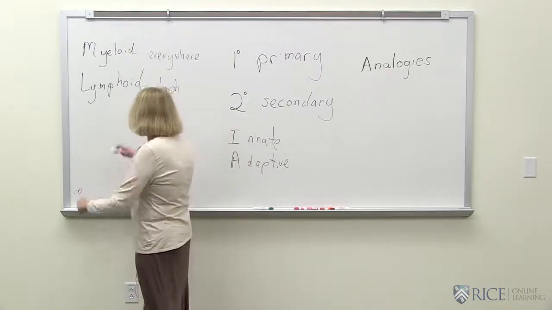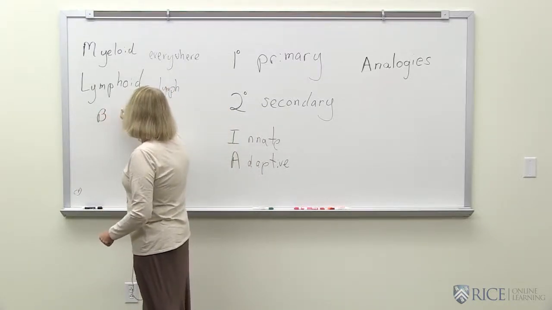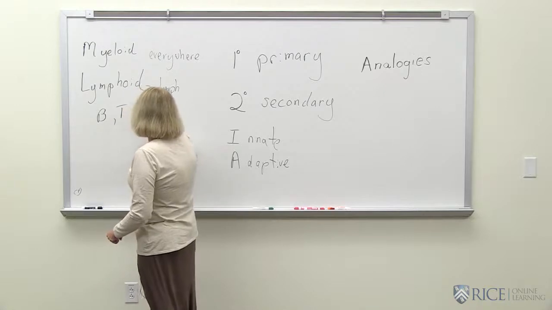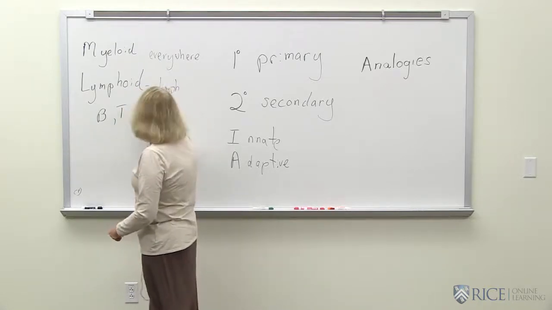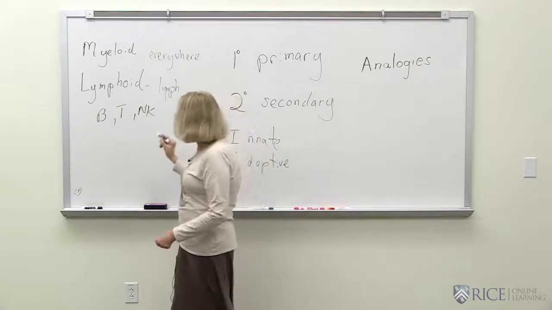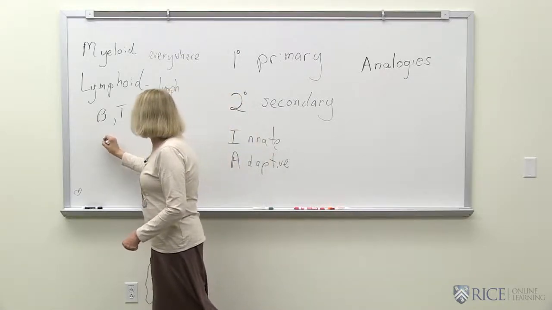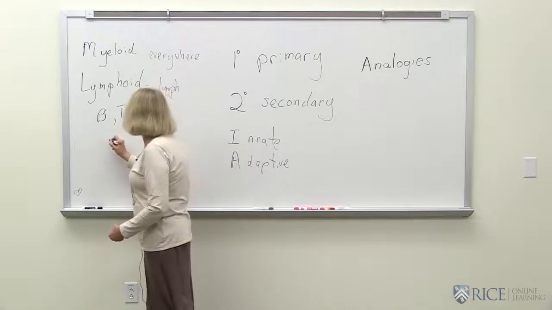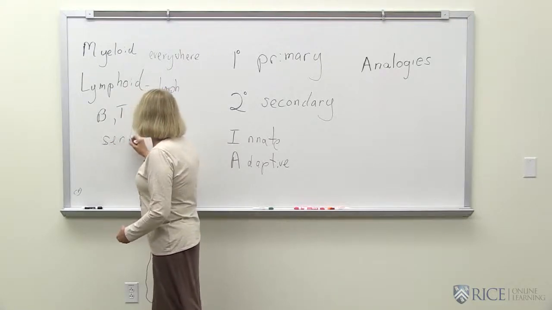And so in addition to the B cells, the T cells, we have NK cells, which we'll look at, and we'll look at all of these in detail later. We also have some of our, what I would call sentinel dendritic cells.